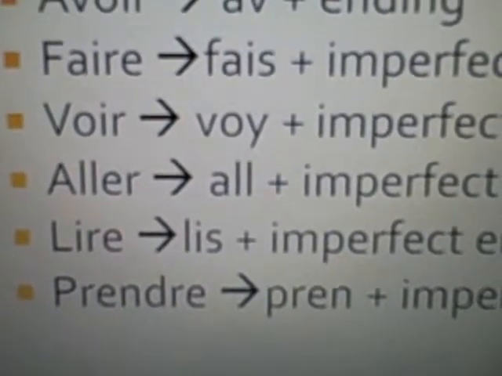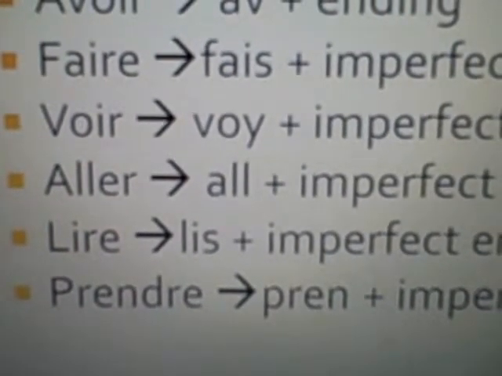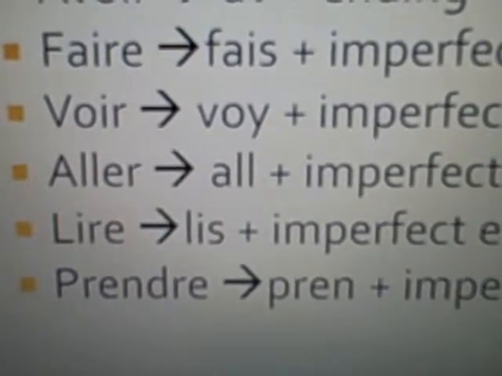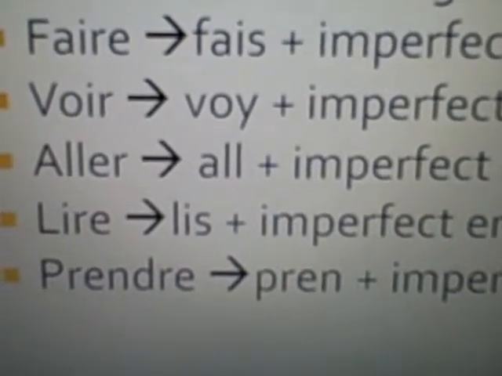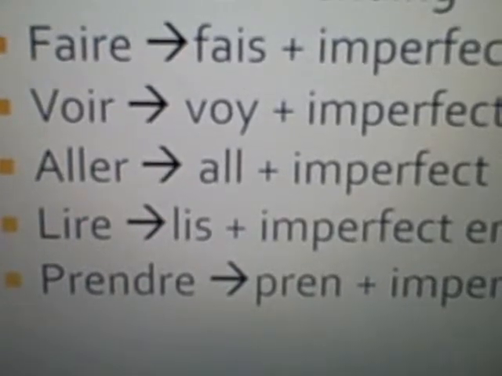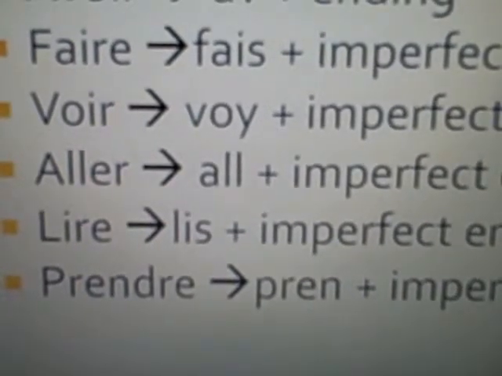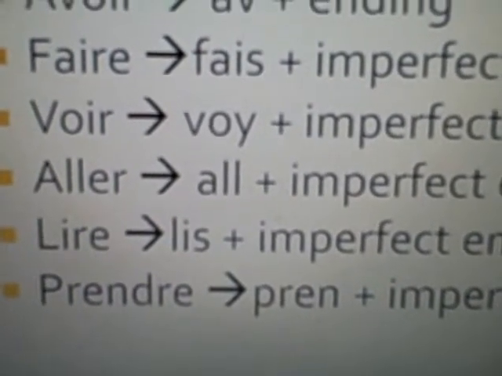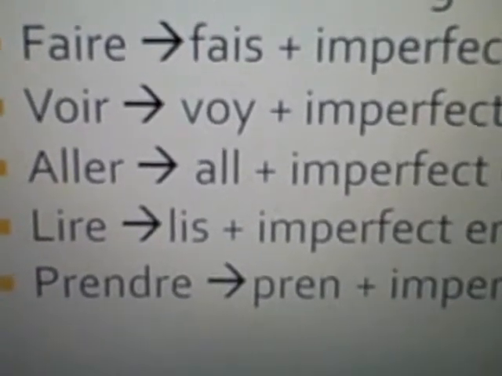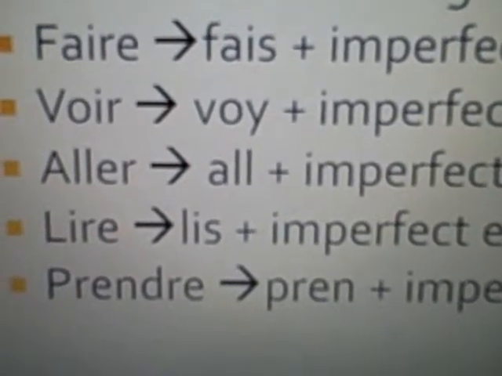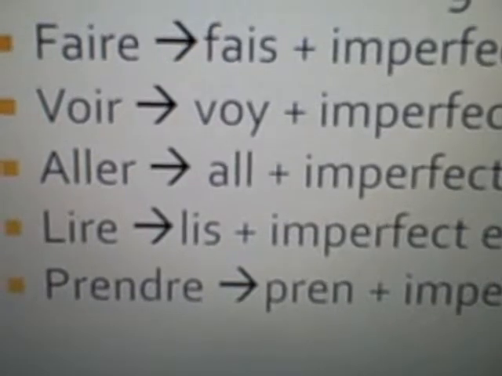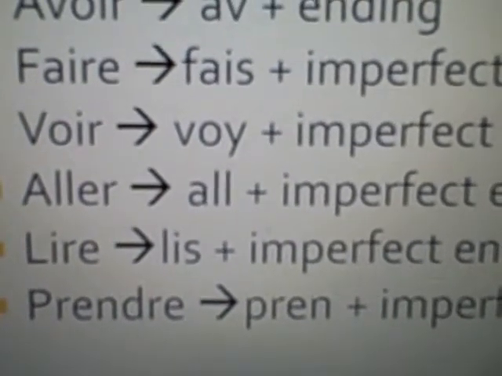Aller, its nous form is allons. Take off the ons and you're left with A-L-L. Lire, nous form is lisons, L-I-S-O-N-S. Take off the ons and you're left with L-I-S. And the verb prendre is prenons. Take off the ons and you're left with P-R-E-N. There are others. These are just some of the most commonly used ones.